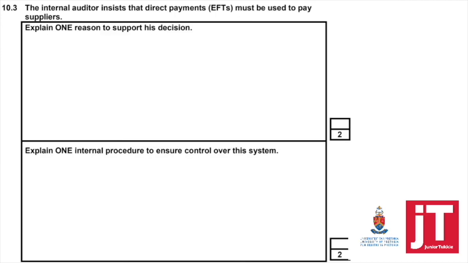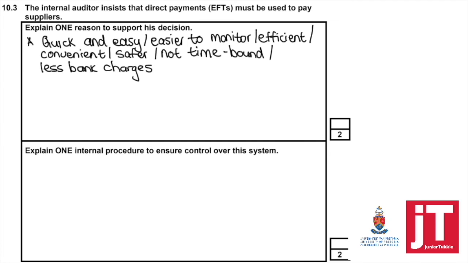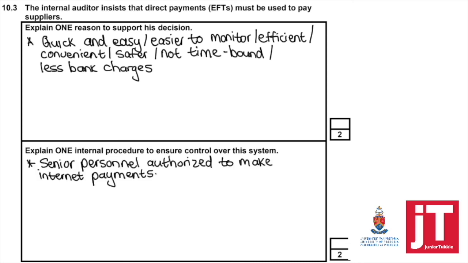The last question, the internal auditor insists that direct payments, EFTs, must be used to pay suppliers. So explain one reason to support this decision. It's quick and easy, easier to monitor, efficient, convenient, it's safer, not time-bound, meaning business hours is from 8 to 4. This can be done at 12 o'clock at night, less bank charges.